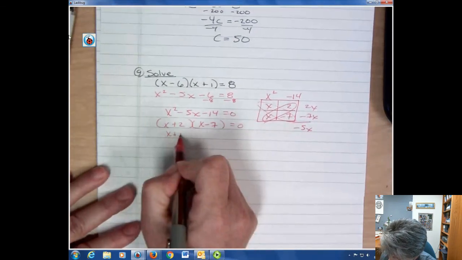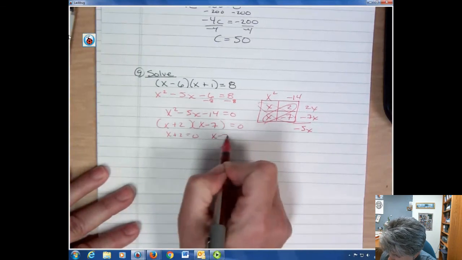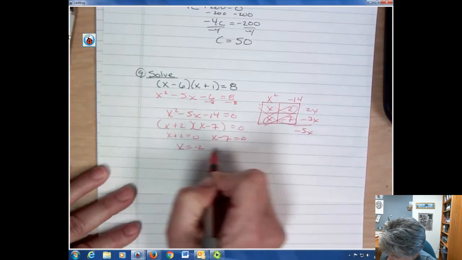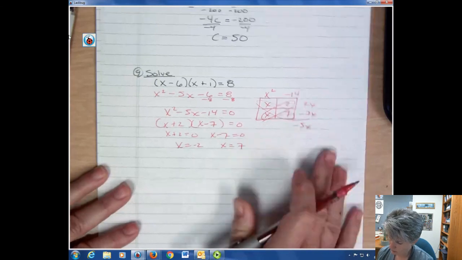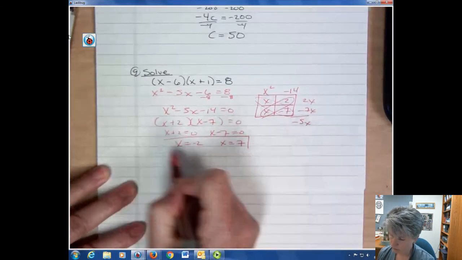x plus 2 is 0, or x minus 7 is 0. Negative 2 or positive 7. So that is your solution to that one.